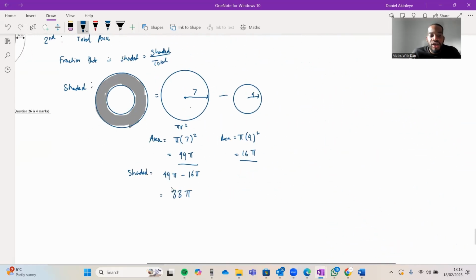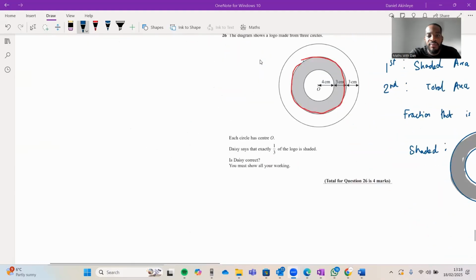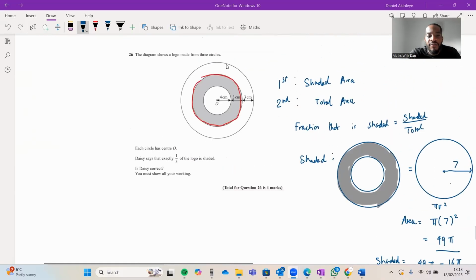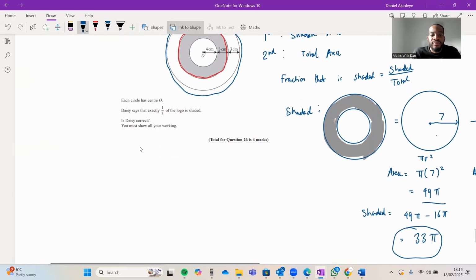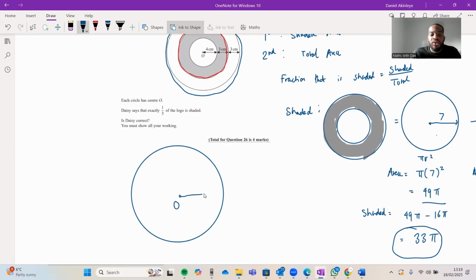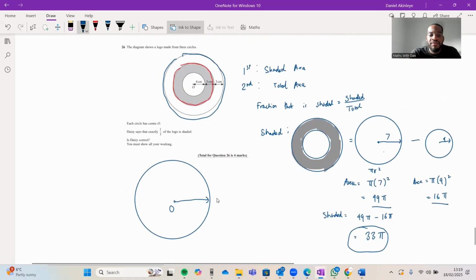Now, what we need to do is work out what fraction of this is shaded in regard to the total, right? How do we do that? Well, we need to work out the total area, right? And that's not too bad because the total area of this logo is going to be the outer circle, isn't it? If I draw that out here, like that, the center's at O. Can somebody tell me what the radius would be for the outer one, please?